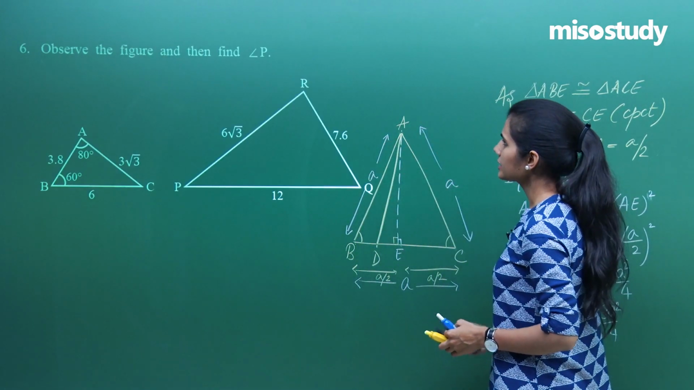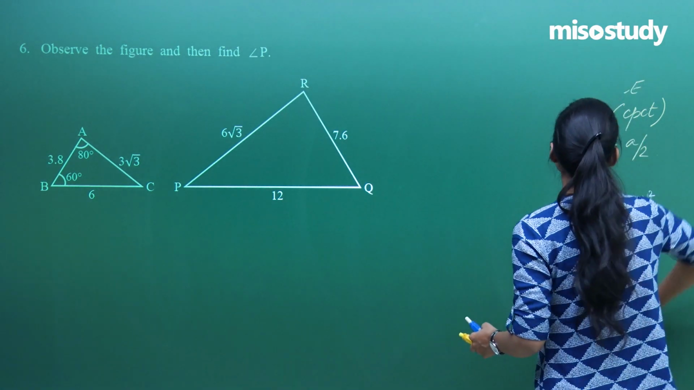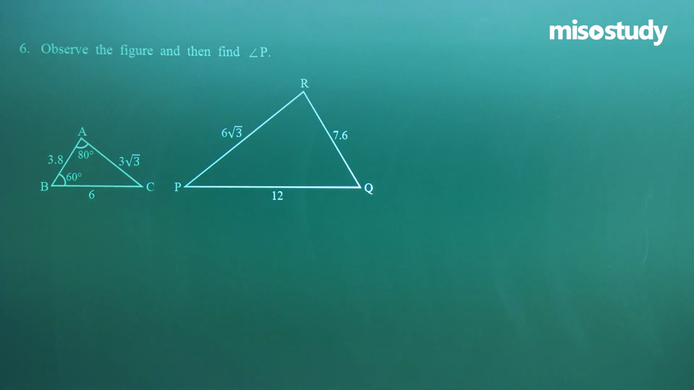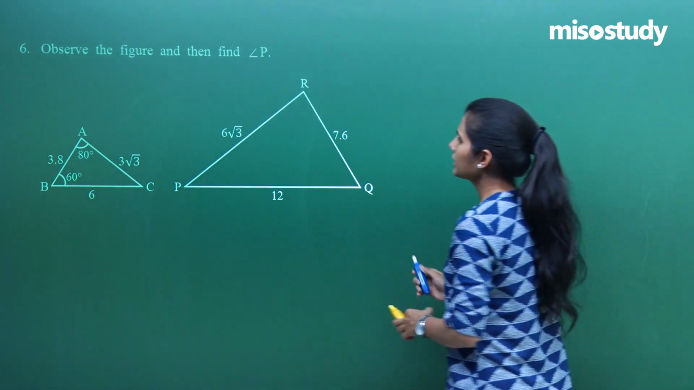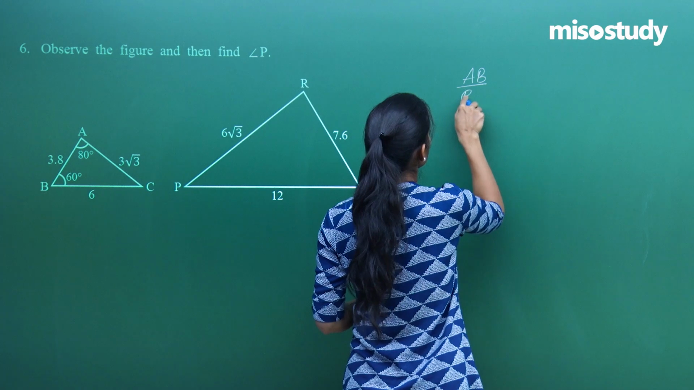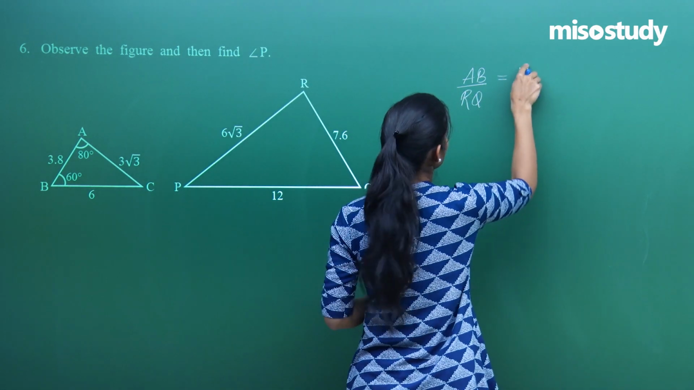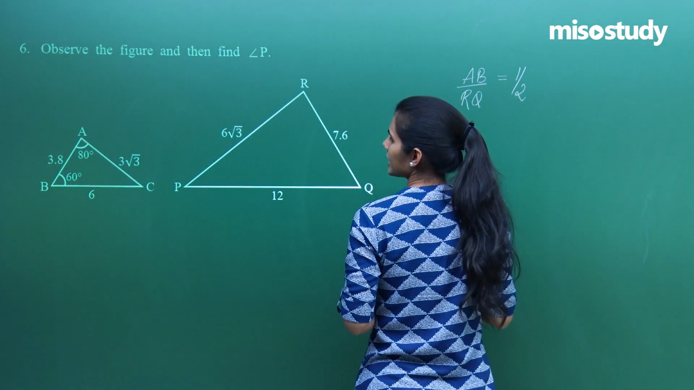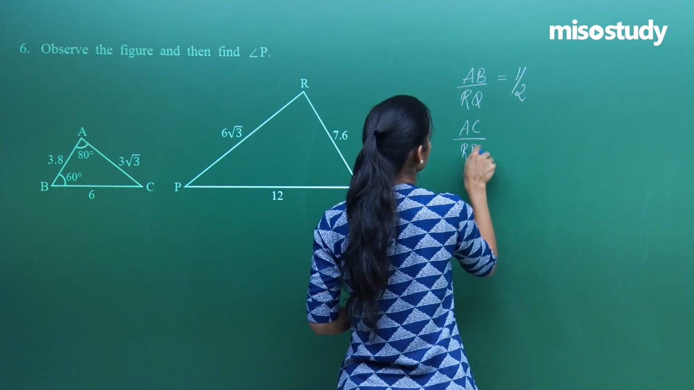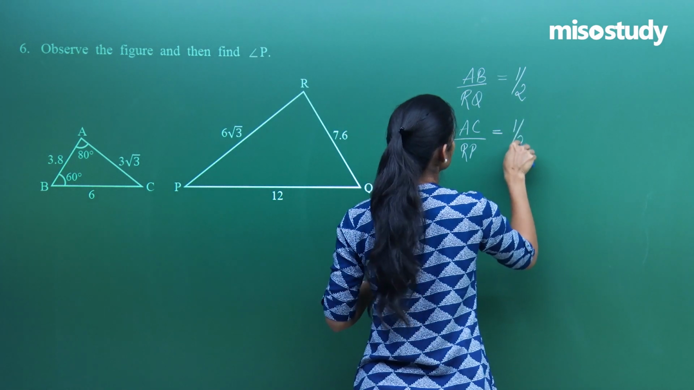Next question says that observe this figure and find angle P. Let's do that. If you observe these two triangles, you can clearly see AB upon RQ is 3.8 upon 7.6, which is 1 by 2. Then I am saying AC upon RP is equal to 3 root 3 upon 6 root 3, which is 1 by 2.